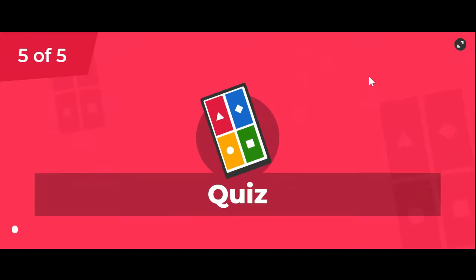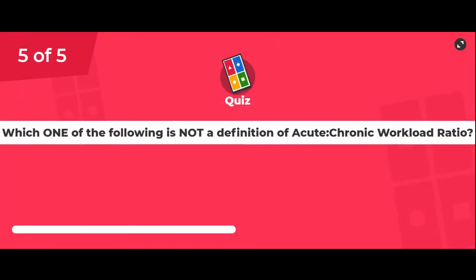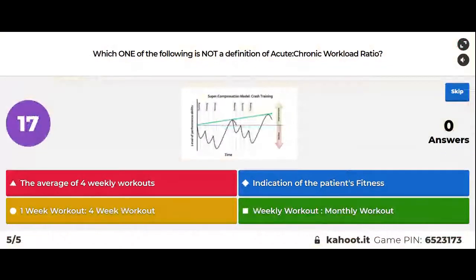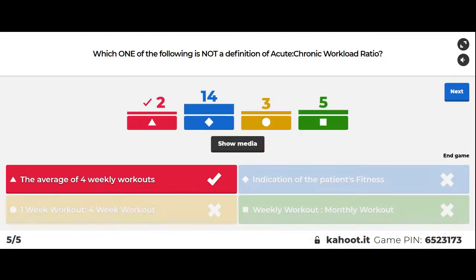Last question, all to play for. Which one of the following is not a definition of acute chronic workload ratio? Okay, it's not the average of 4 weekly workouts. That's a kind of a trick question there. Okay, I was a little bit naughty.